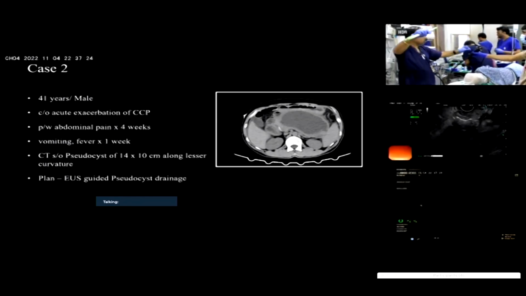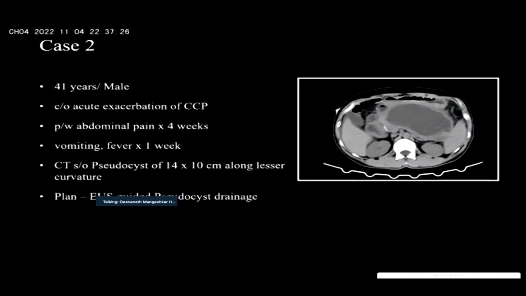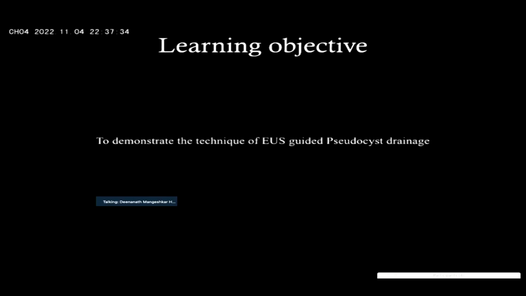Pancreatitis presented with abdominal pain since 4 weeks and vomiting and fever since 1 week. CT was suggestive of a pseudocyst of 14 by 10 centimeters along the greater curvature. The learning objective is to demonstrate the technique of EUS-guided pseudocyst drainage.